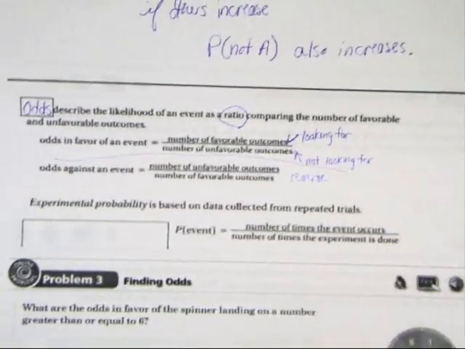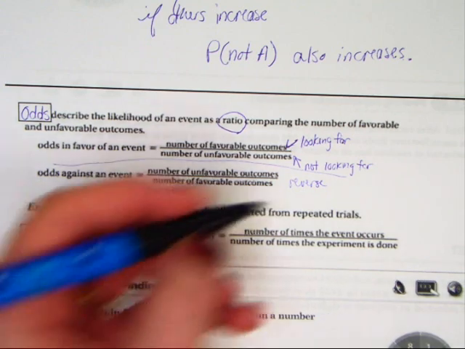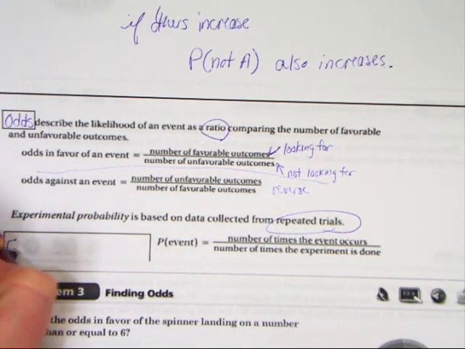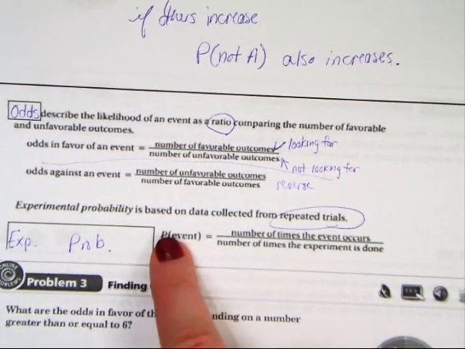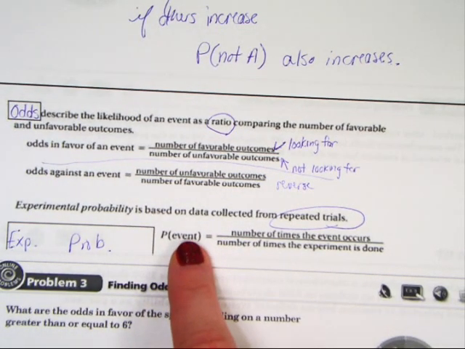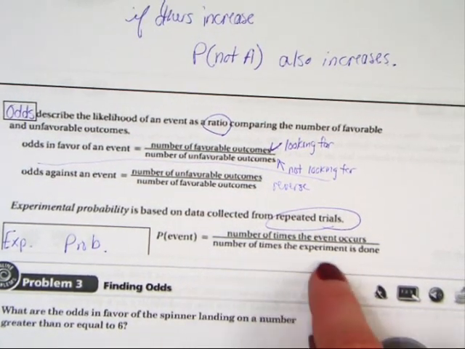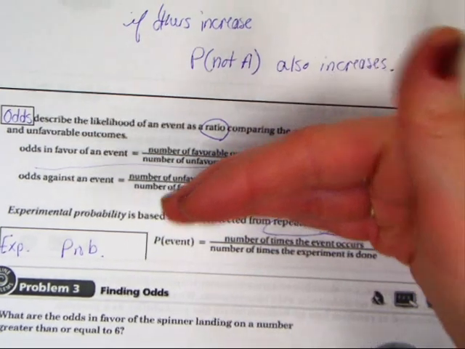Now, one more thing, let's make sure that we talk about something called experimental probability. Experimental probability is based on data collected from repeated trials or repeated experiments. Makes sense, right? So experimental probability, we still write it with P of an event. You put whatever the event is in parentheses. You say how many times that event occurred and how many times the experiment was done. Let's move on and apply odds and experimental probability.